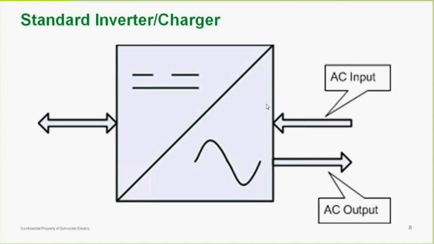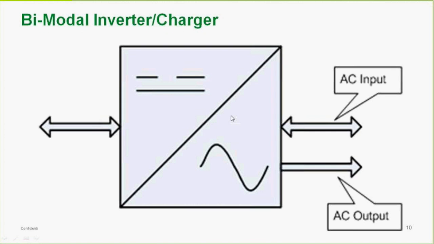Notice the AC input terminal. Here we have the AC input terminal coming in only. If I come to this one now, we have the AC input as bidirectional. And there are different names for it. The most common term, probably in North America, is a battery-based grid-tie inverter.